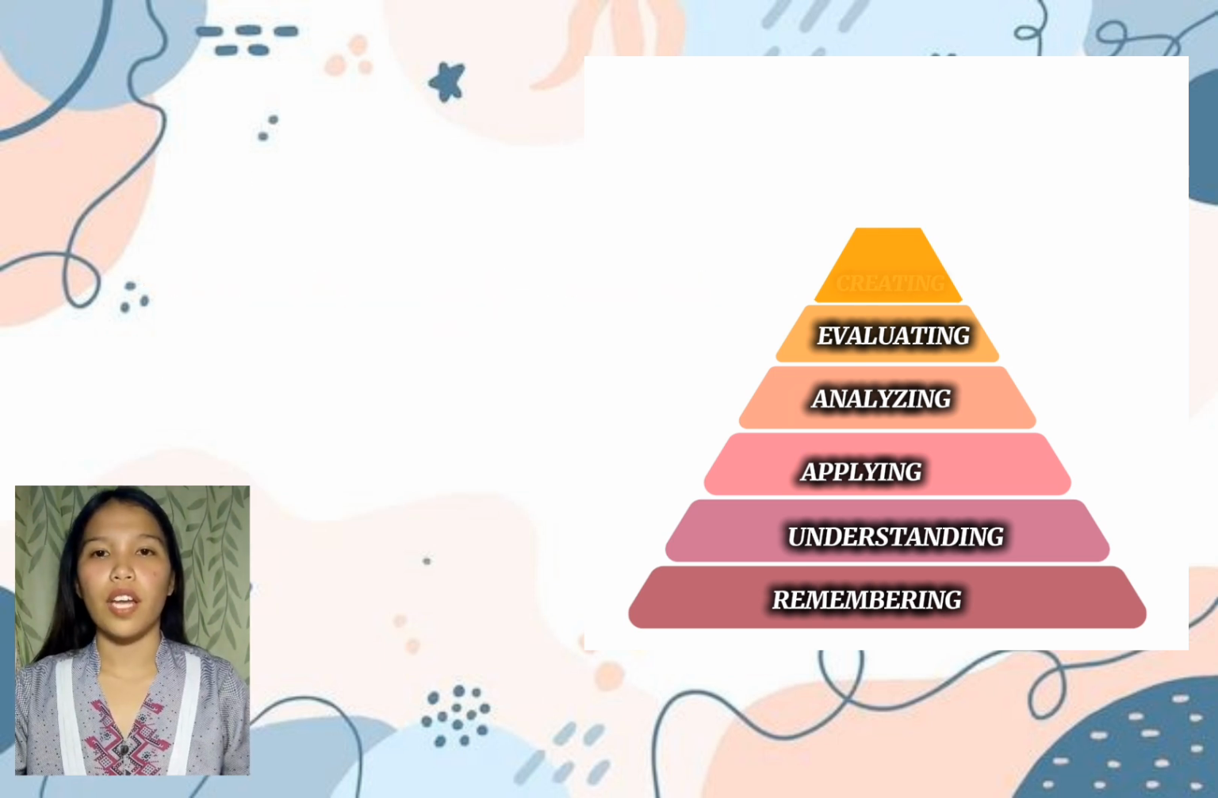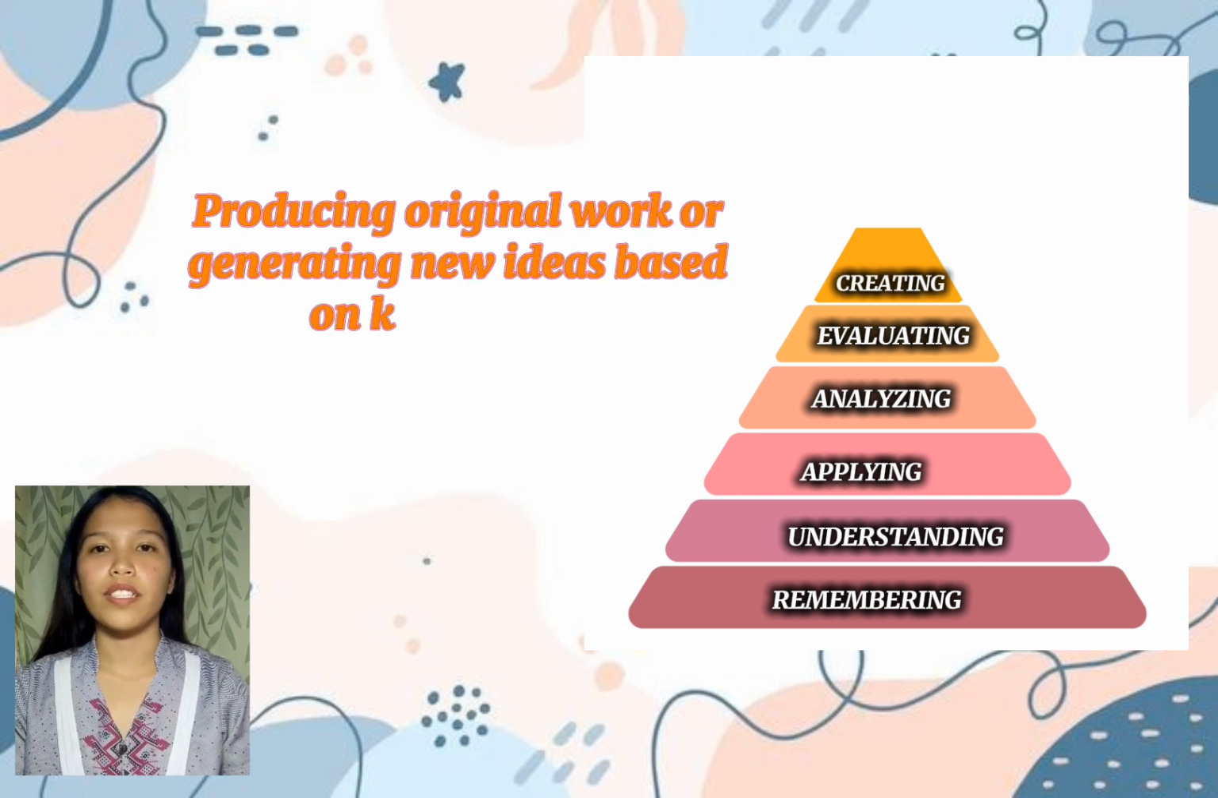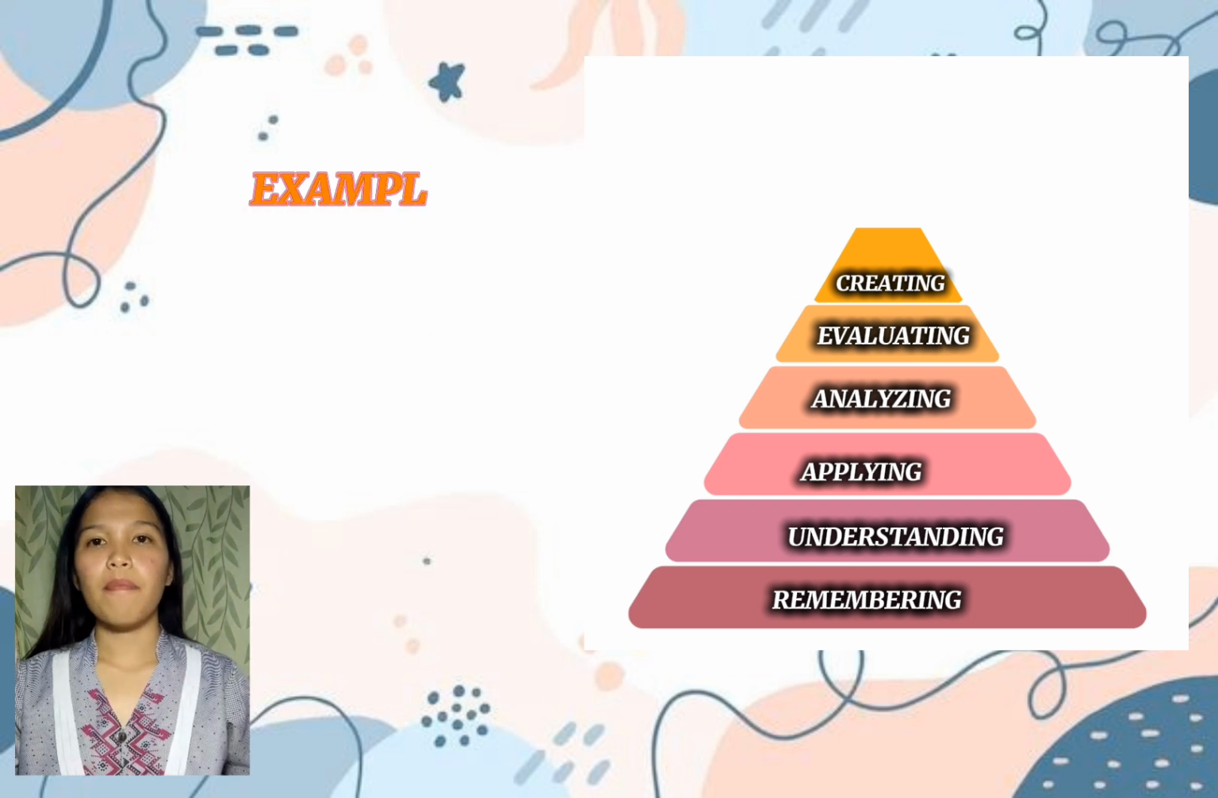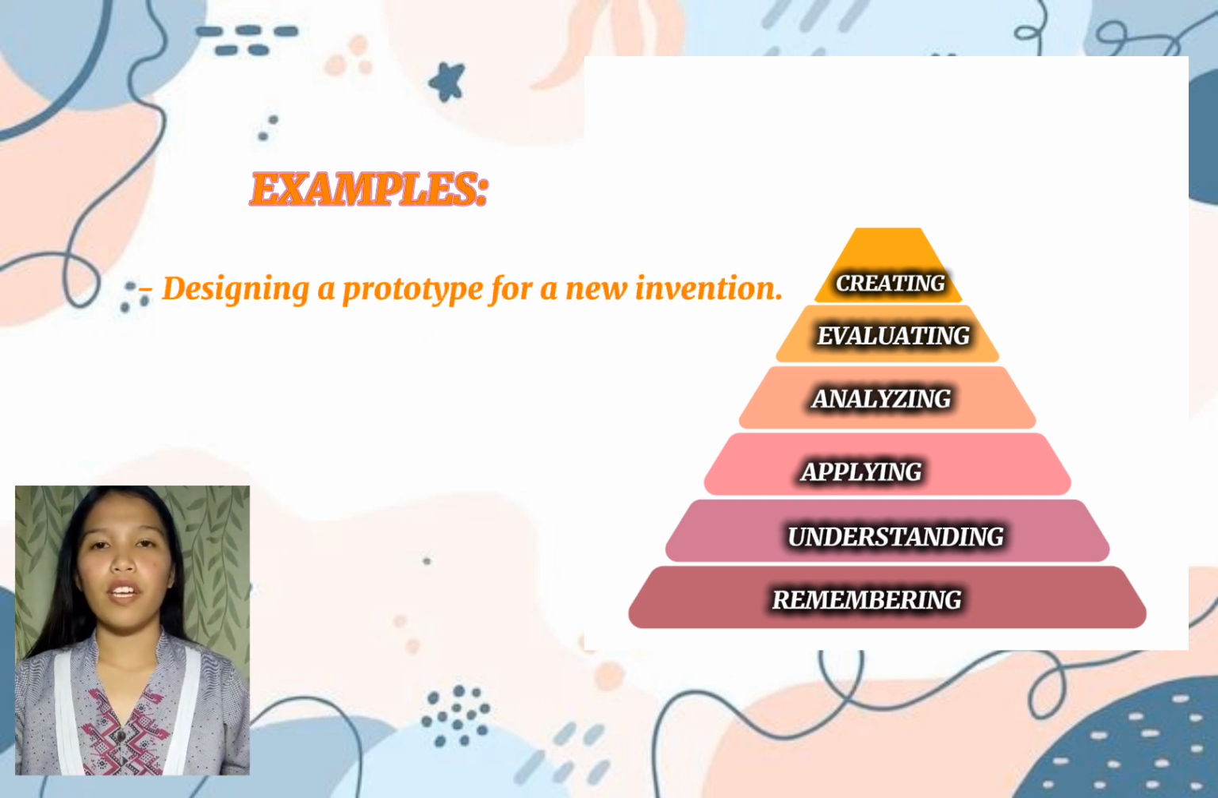And the last one is creating, producing original work or generating new ideas based on knowledge. Creating is the highest level of cognitive learning, where learners use their knowledge and skills to generate new ideas, develop original works, and innovate solutions. This stage goes beyond memorization, understanding, applying, analyzing, and evaluating. It requires synthesis, creativity, and the ability to construct something unique. For example, designing a prototype for a new invention and writing a screenplay for a movie.